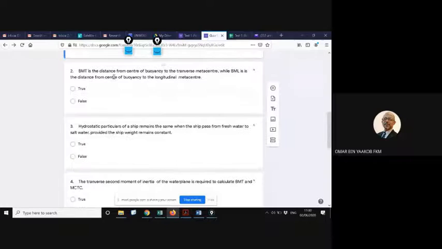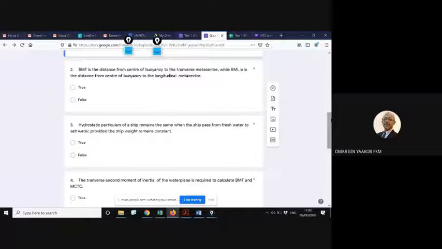Number two, BMT is the distance from center of buoyancy to the transverse metacenter, while BML is the distance from center of buoyancy to the longitudinal metacenter. So this statement is true. It is really that distance. So there are two metacenters. There are two centers of buoyancy. There is only one center of gravity. KB and LCB are just defining the position of that one center of gravity. It's not that there are two centers of buoyancy.